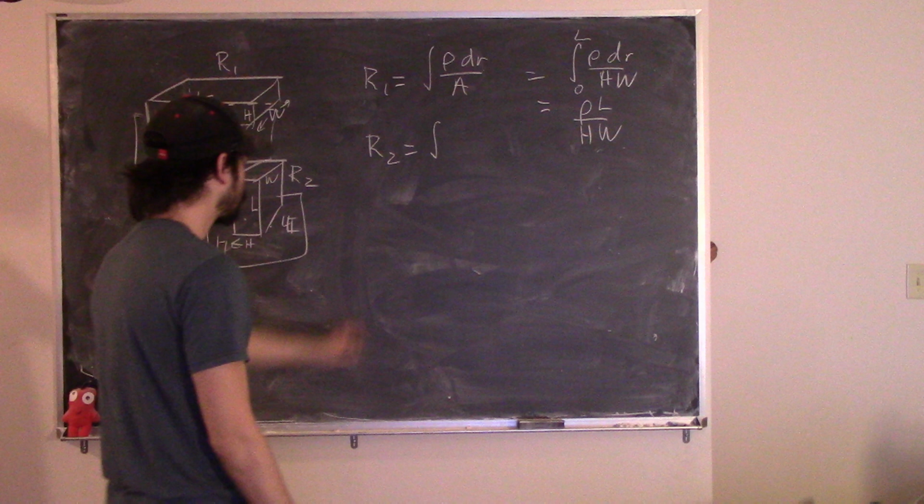This says that this is going to be equal to the integral of rho dx over A, going from 0 to H, right? Because this is the length that it's going through, and the area that it's flowing through is going to be L times W. So this is L times W in the denominator. So what this says is this is going to be rho H divided by L W. This is equal to R2. This is equal to R1.